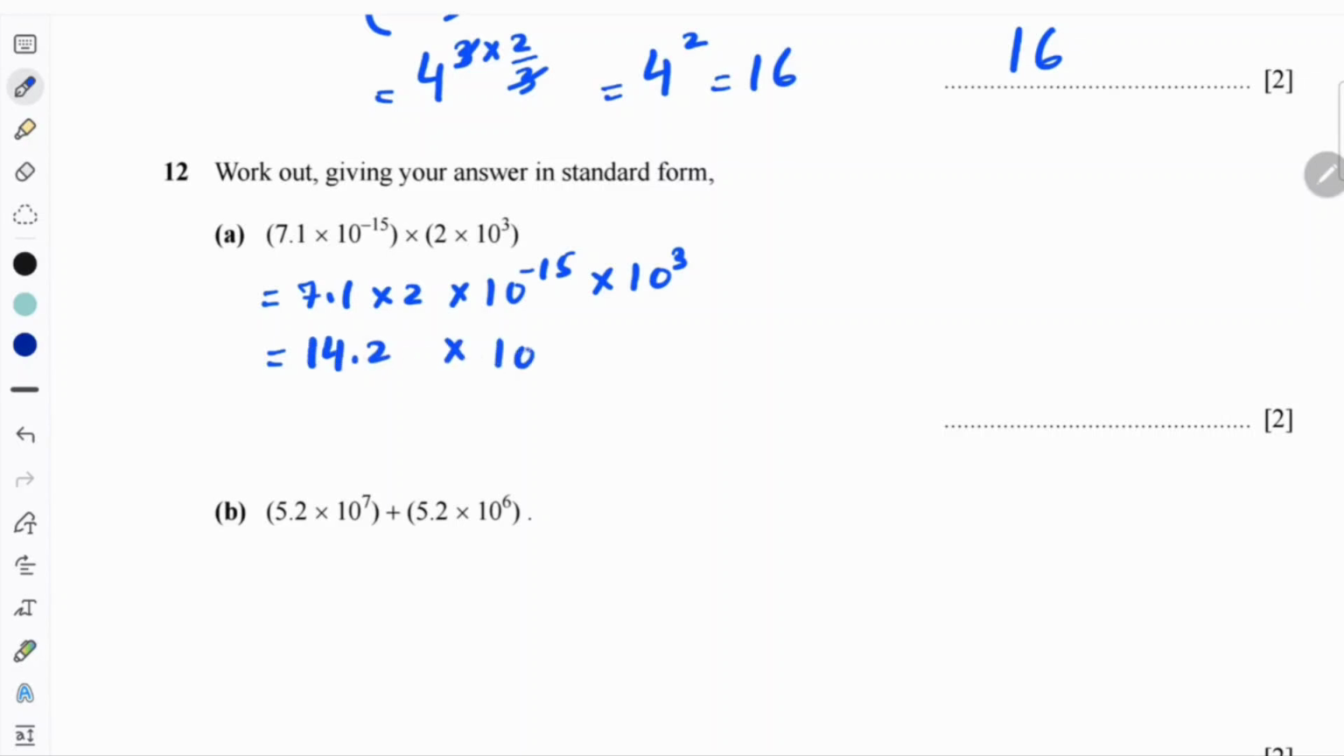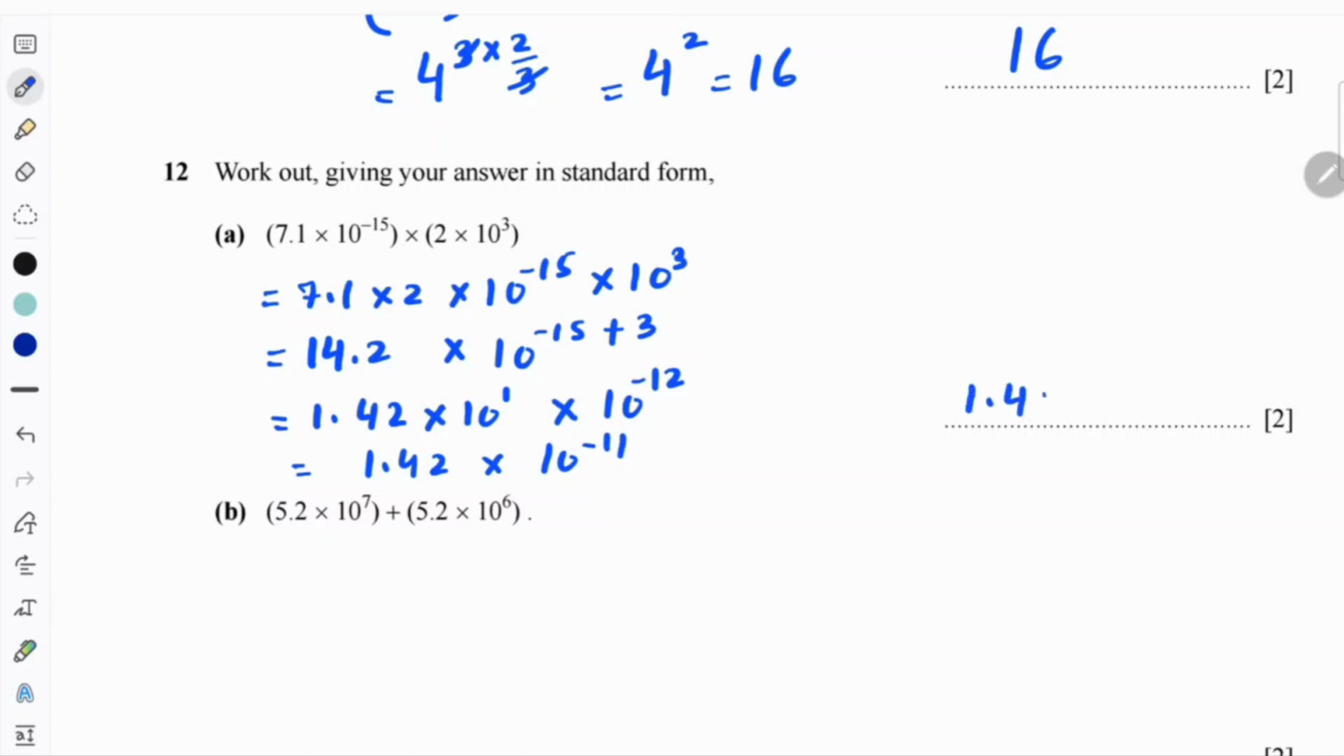14.2 multiplied by 10 to the power minus 15 plus 3. So this is 1.42 into 10 to the power 1 multiplied by 10 to the power minus 12, because you know that in standard form we just write down one digit before the decimal. It can be 1 to 9 only. So here, combining the powers, 1.42 into 10 to the power minus 11. So 1.42 times 10 to the power minus 11 is the answer for this question.